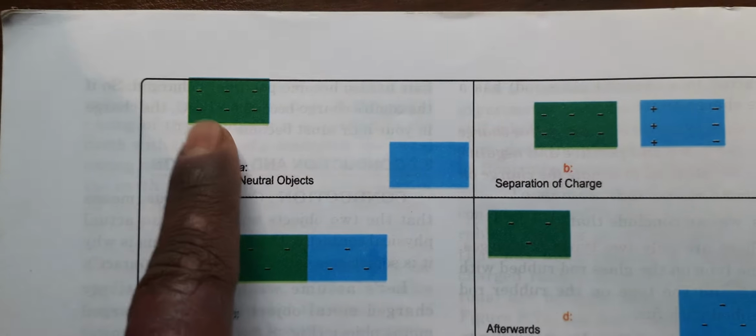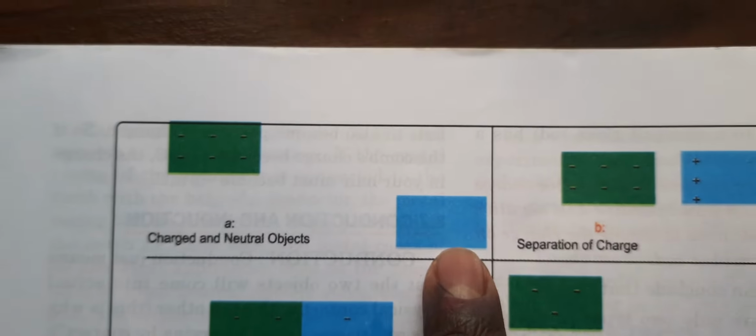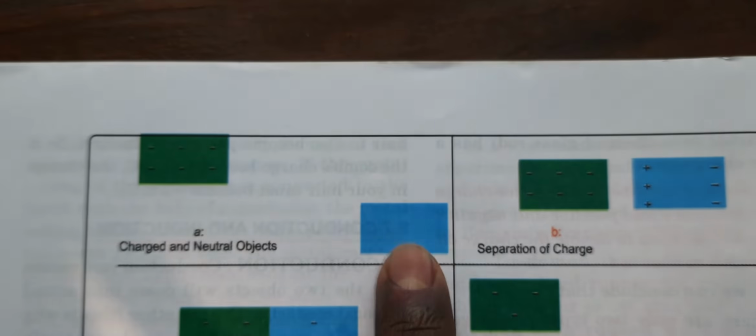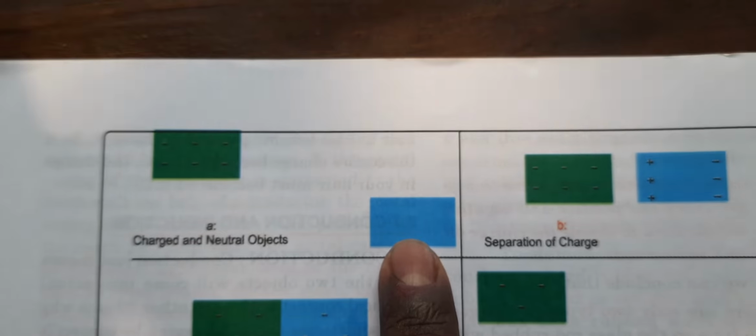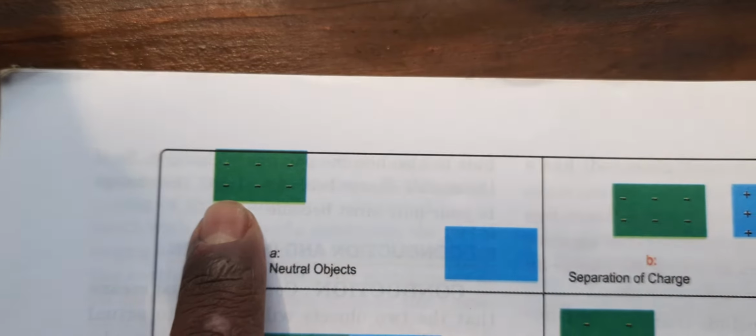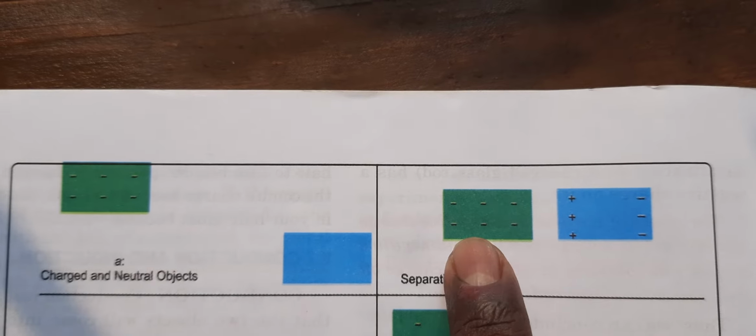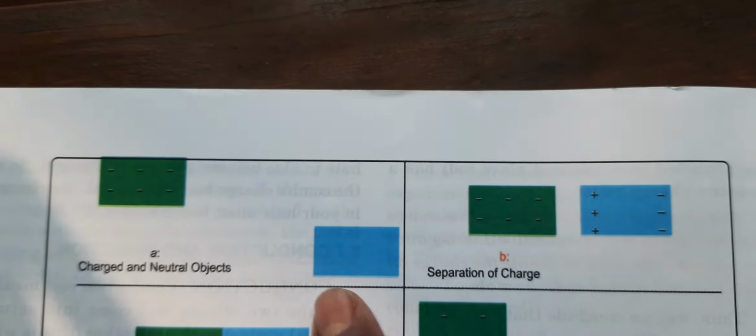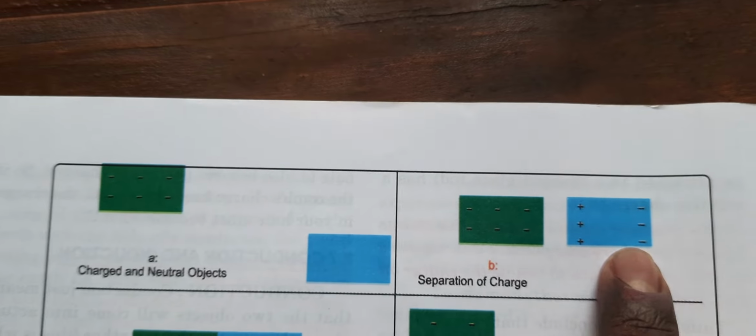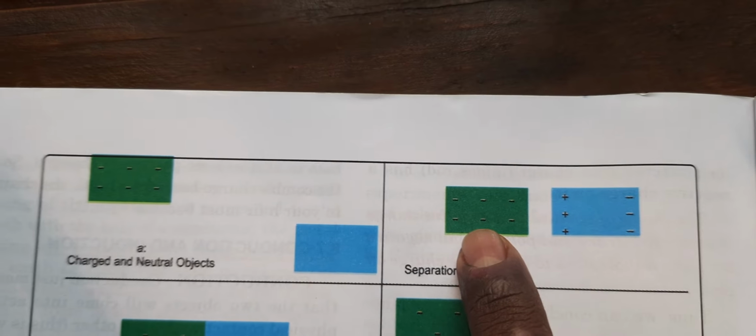Here is a charged body, okay? It is negatively charged, and this body is uncharged. You can see there is no particular charge mentioned in this particular body. It is marked with blue color. This body is charged with negative charge. So when we bring this negatively charged body to this particular object, now something happens to this object. What happens? Let us see. So when you bring a negatively charged body, negative charge will attract.